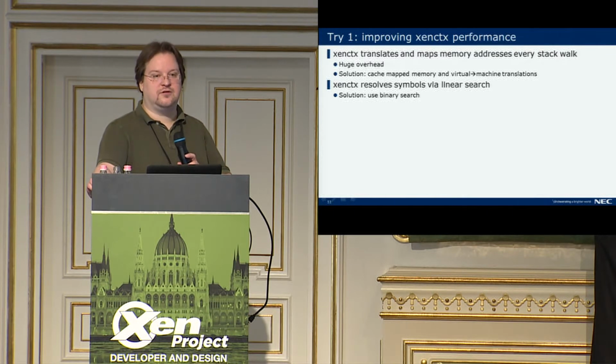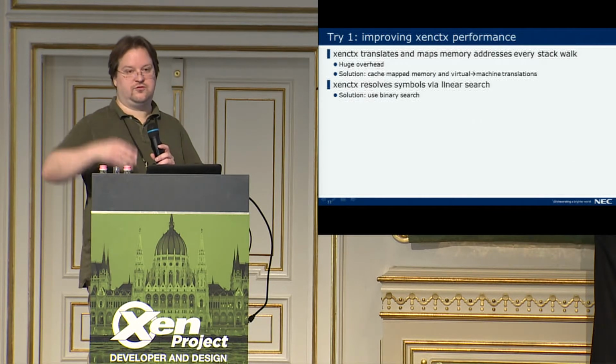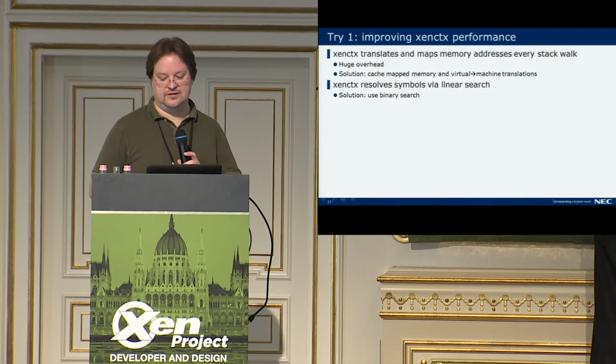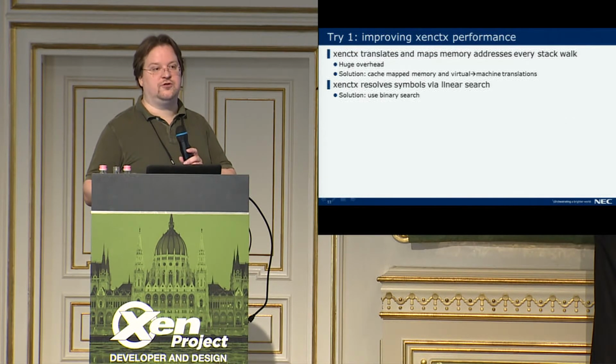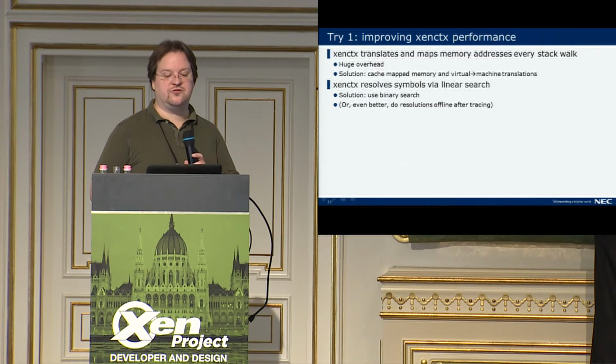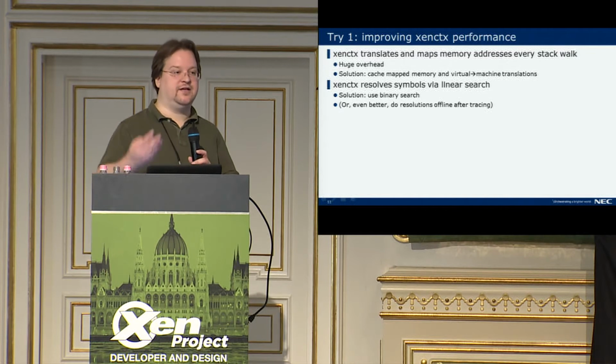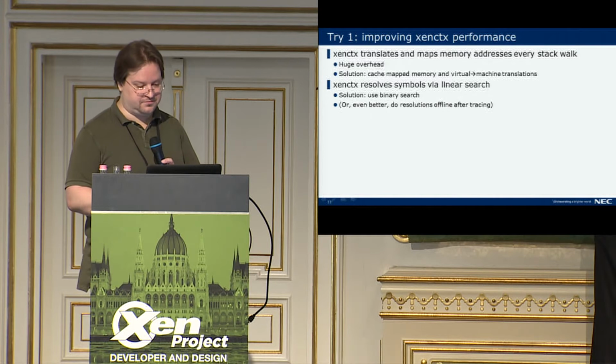Another thing that I saw was that Xen CTX uses linear search to do address resolution. So it goes through all the symbol table linearly. And of course, if you want to be faster, you can do something like a binary search. Or actually, you don't really necessarily need to do the resolution while you're doing the stack tracing at all. You just save all the memory addresses, and then once you're done, you go and just do the address resolution offline and save all that overhead.